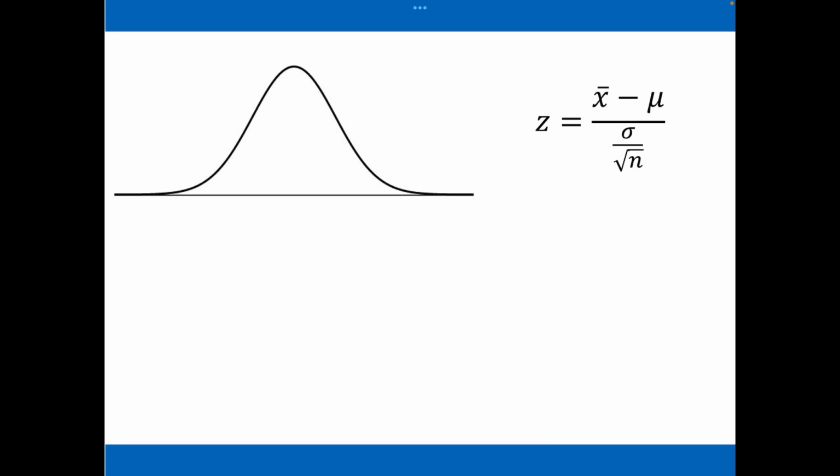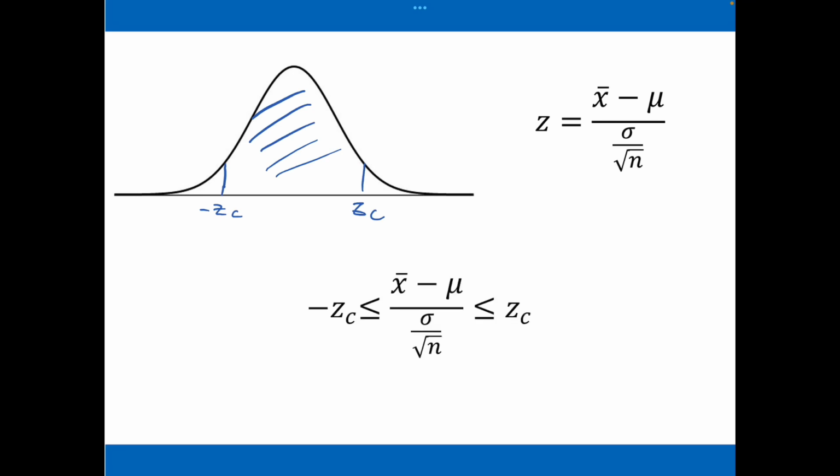So if we want to create some sort of confidence interval, what we're looking for is a range of values where the probability within is whatever percentage we're looking for. We're going to call this value ZC, and then this is going to be the opposite side, negative ZC. And then in here is whatever confidence we want to have. So if we want a 90% confidence interval, then we're going to make this shaded area equal to 90%. If we want a 99% confidence interval, we'll make the shaded area equal to 99%. So notice this gives us an inequality. It says that negative ZC is less than this expression, which is less than positive ZC.